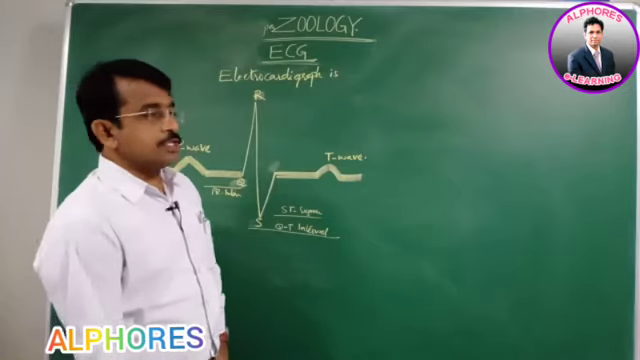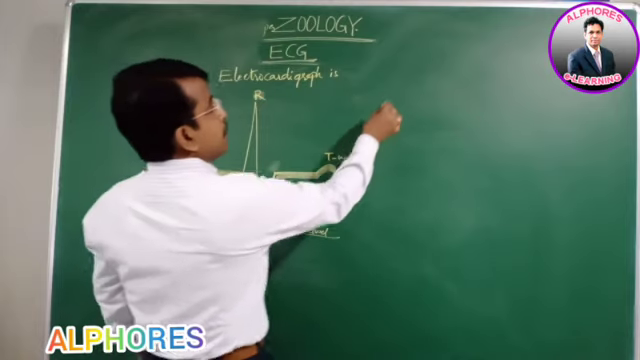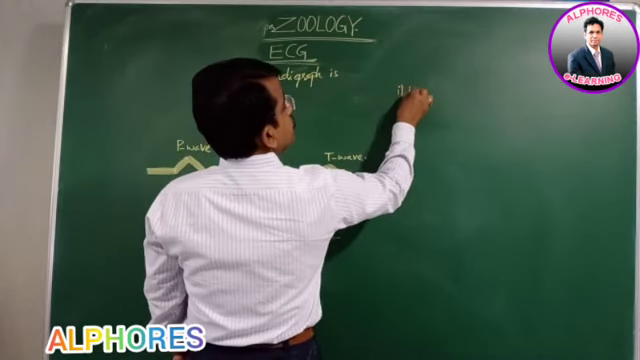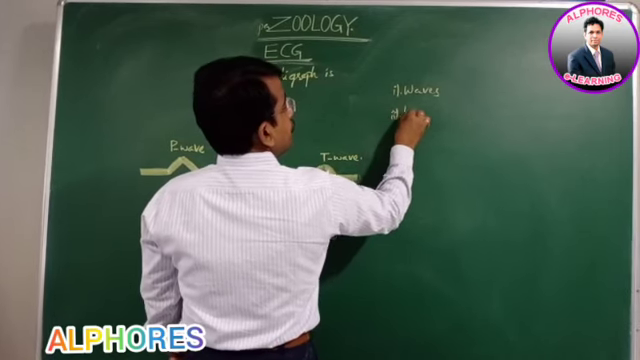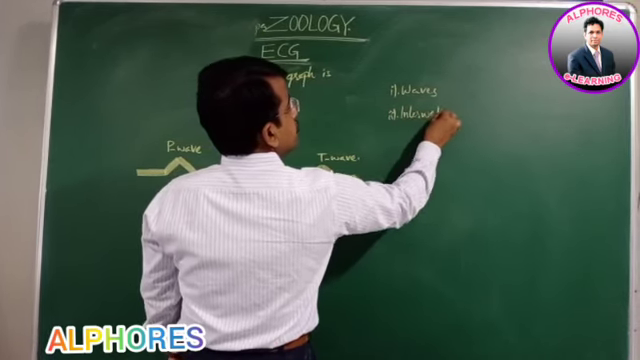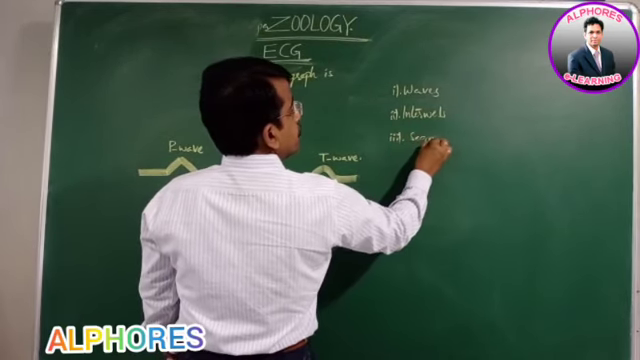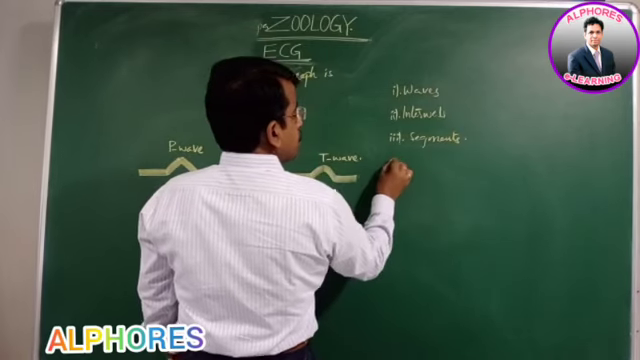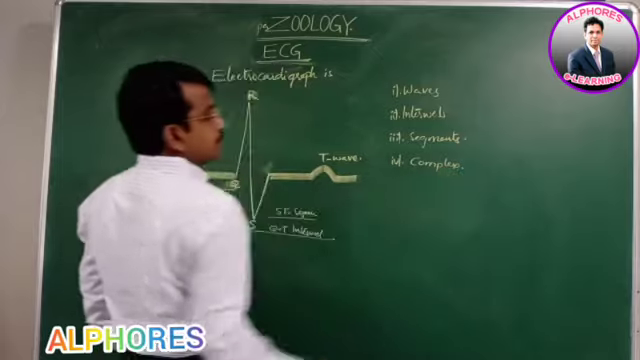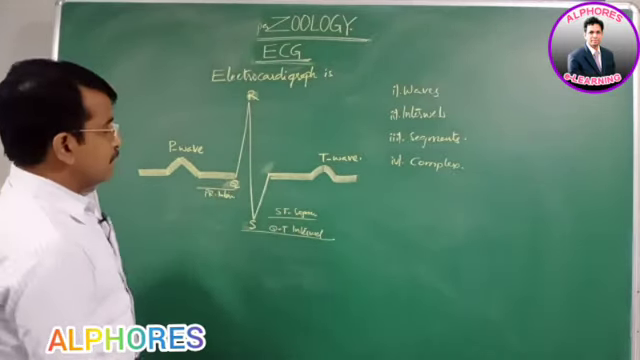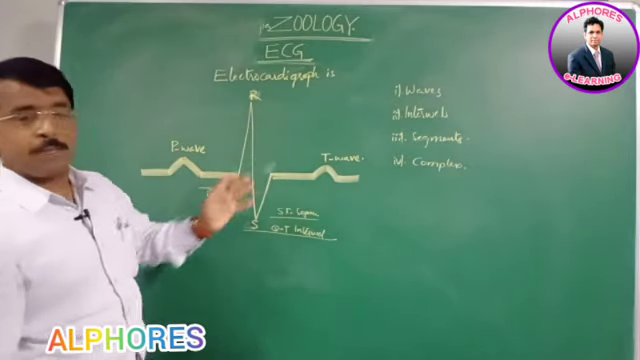So, ECG is electrocardiography, a device which includes parts named the waves, the intervals, the segments and the complexes. First of all, we'll see the waves. However, they are all integral parts of it.